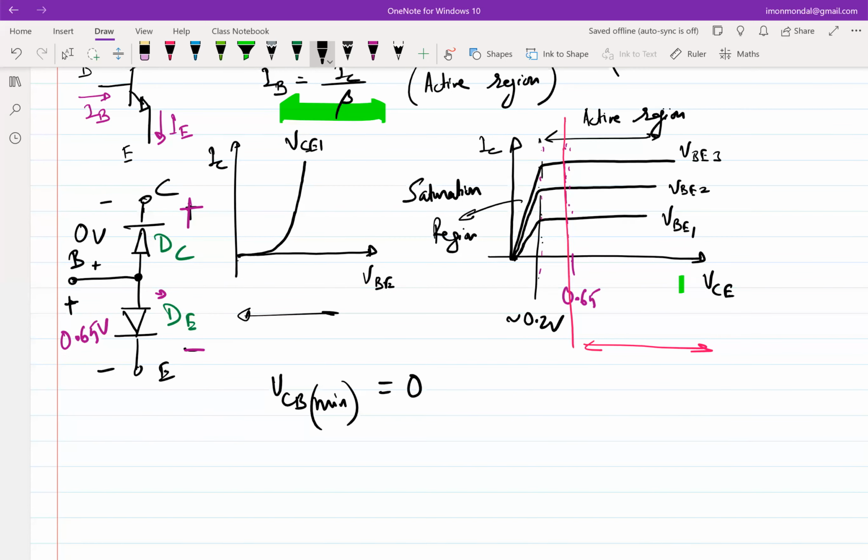Again, just like in a forward biased diode, while calculating quiescent conditions we assume the drop across it is 0.65 regardless of whatever happens. Similarly, because a BJT is a back-to-back diode, we can also say that VBE is equal to 0.65 volts. This is for quiescent calculations.